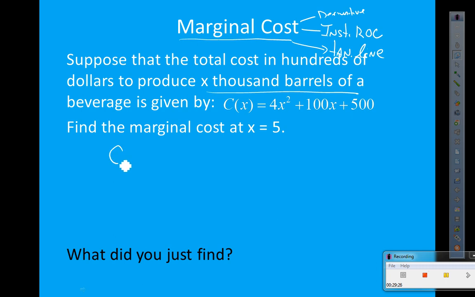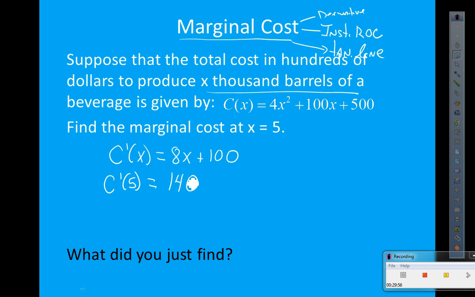Well, here's what I need to do, guys. I need to find the derivative of the cost equation. Well, the derivative of 4x squared plus 100x plus 500 is simply 8x plus 100. I'm now going to find C prime of 5. And if I plug in 5, 8 times 5 is 40 plus 100, I'm going to get 140. Hey, we've done the math part of it.